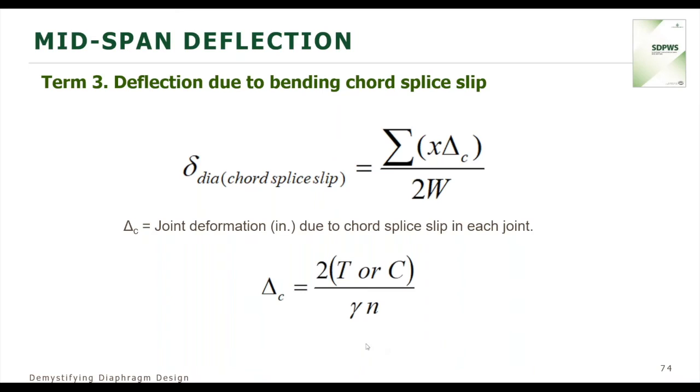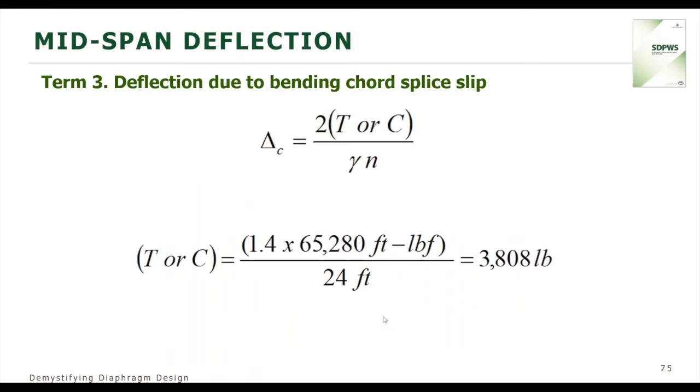To determine that, we have the equation of 2 times T or C, depending on whether we're looking at the tension splice or the compression, where the two chords come together and there is movement at those two chords in compression. And then we have it over gamma over N. We'll get more into that equation, but I want to explain the chord force, which is the T tension or compression. We determined what that was when we designed our chord splice. But in this case, we've got to multiply it times 1.4 because, again, we're looking at strength level forces. Instead of being 2,700 something, we are now at 3,808 pounds for that force.